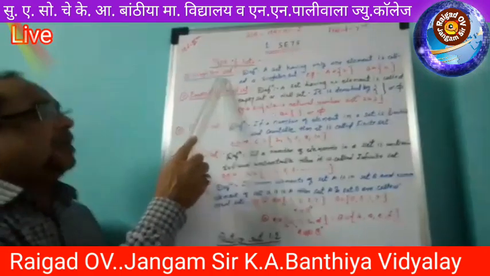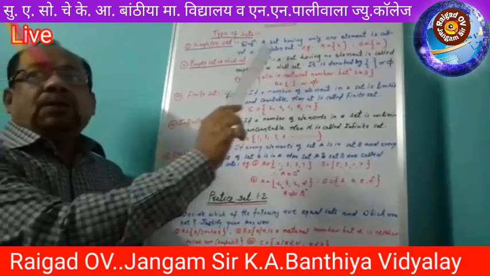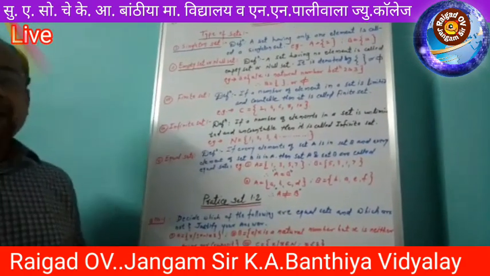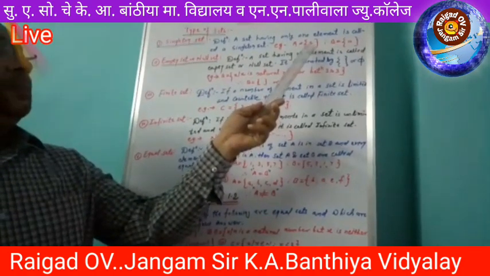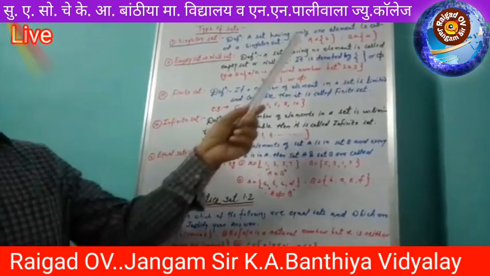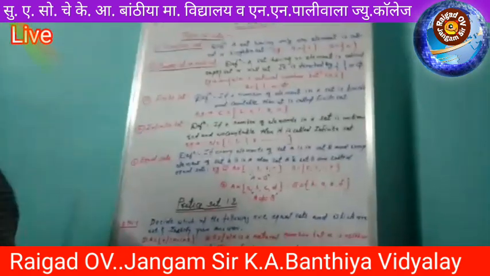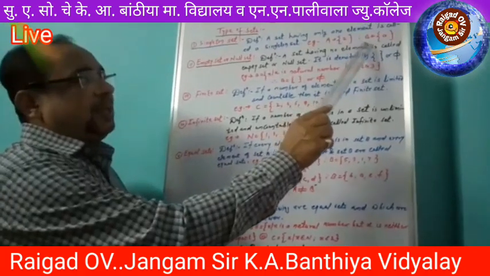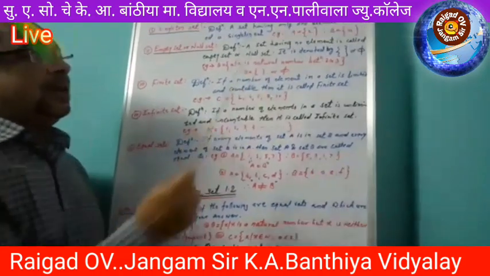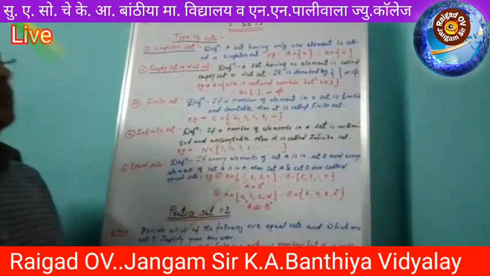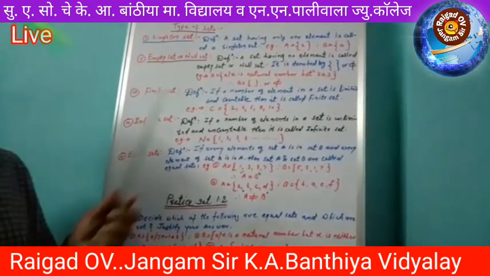First one is the singleton set. What is meant by singleton set? A set having only one element is called a singleton set. For example, see here, set A equal to curly bracket 2. It means that the set has only one element, that is 2. Hence it is a singleton set. Similarly, second example, set B equal to curly bracket a. It means that set B contains only one element, that is a. Hence it is also a singleton set. It means that a set containing only one element is called a singleton set.